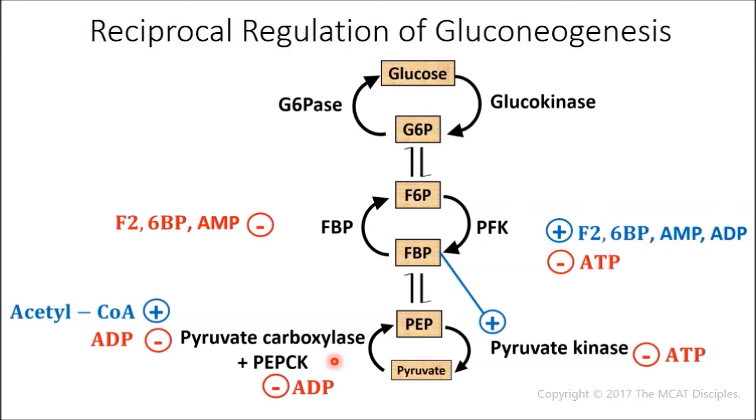inactivated by ADP. Now, acetyl-CoA is actually a required cofactor for pyruvate carboxylase. It is an allosteric activator, not a cofactor, but it's an allosteric activator that is required for pyruvate carboxylase function. Required. Okay? Now, why don't we talk about fructose 2,6-bisphosphate?